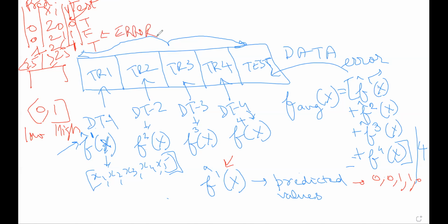Let's come back to f1x cap, which is going to give you some predicted values. Similarly, f2x cap is going to give you some predicted values. Similarly, f3 cap, and so on. Similarly, f4 cap is also going to give you some predicted values. Agreed? So you are going to get predicted values based on all four. Are you with me?